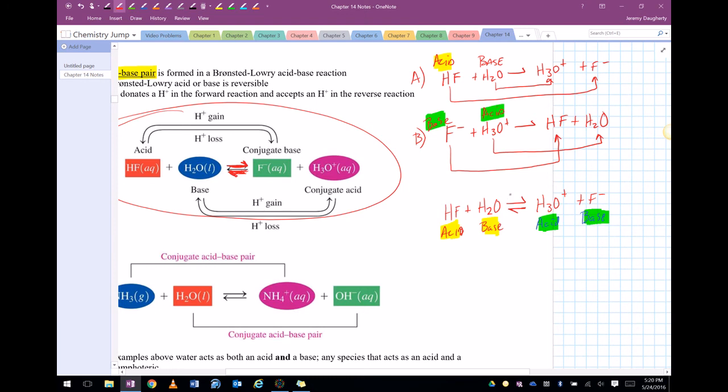So what we do, if it's on the reactant side, it's acid and base. If it's on the product side, it's conjugate acid, conjugate base. So the acid and base are on the reactant side. The conjugate acid, conjugate base is on the product side. That's all it is. That's all the conjugate acid base is.